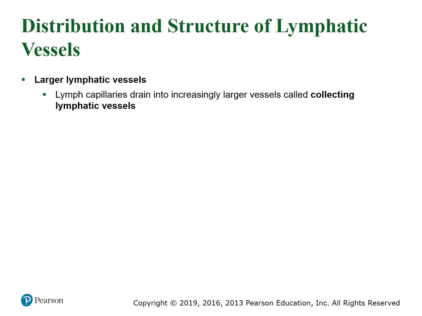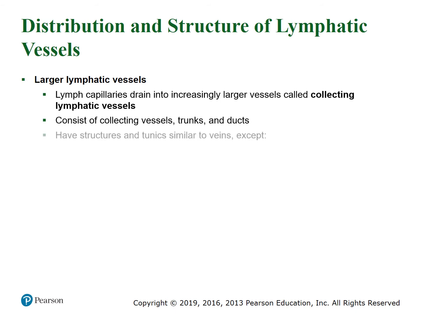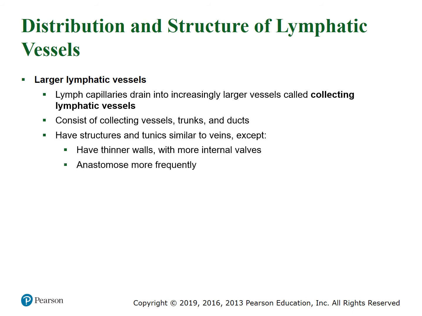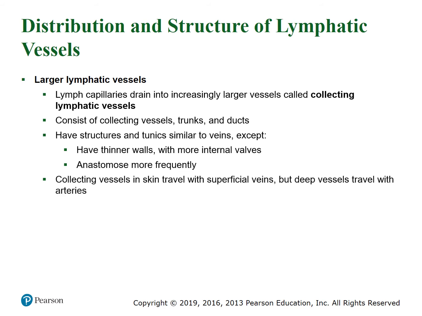So the larger lymphatic vessels are called collecting lymphatic vessels, and these are what lymphatic capillaries drain into. These consist of collecting vessels, collecting trunks, and collecting ducts. Now these have structures and membranes that are similar to the veins, except that they have thinner walls, and they've also actually got more internal valves than veins do. These also anastomose more frequently, meaning that they're going to connect to one another more frequently than veins do. So collecting vessels in the skin will travel with superficial veins, but deep vessels will actually travel alongside arteries.